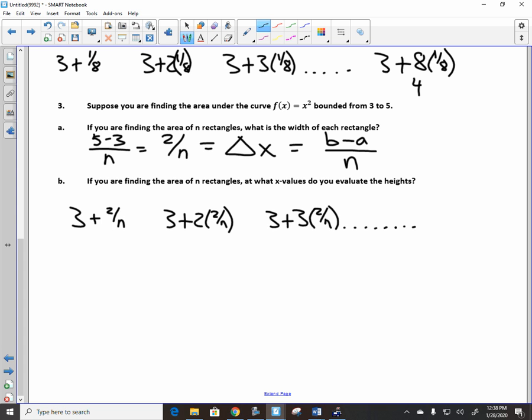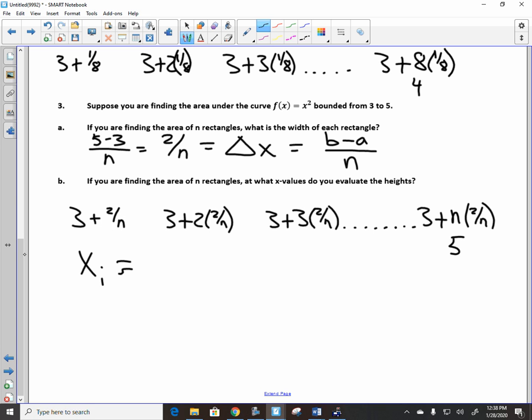Good. What's your last one? 3 plus how many rectangles? 3 plus n times 2 over n. Look at that. What's n times 2 over n? It equals 5. Yeah, you're done here at 5. So these are what we call our x sub i values. What is x sub i?